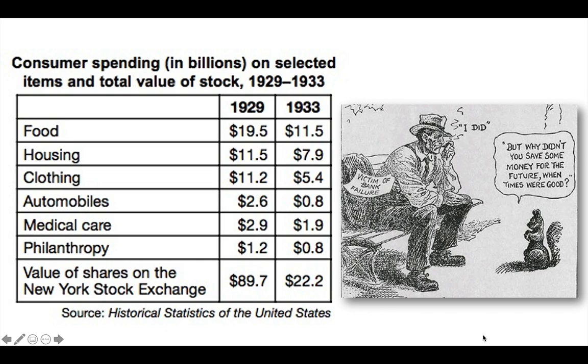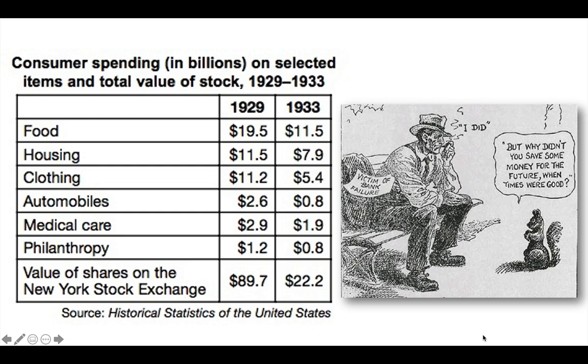And so you can see on the left what's happening during this Great Depression from 1929 to 1933. These figures are in billions of dollars. So look. People used to spend $19.5 billion on food. Suddenly, about 4 years later, now it's 11.5. It's $8 billion difference. $8 billion in food that people aren't spending. People aren't going to be going to restaurants. People aren't going to be buying expensive meals. People are going to be spending as little money as possible.